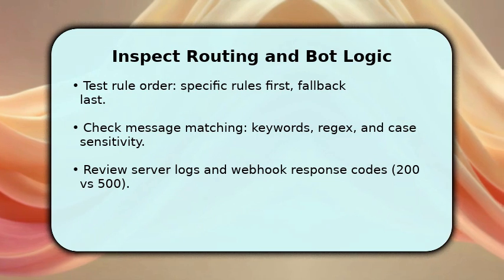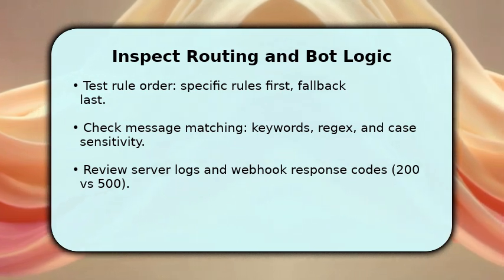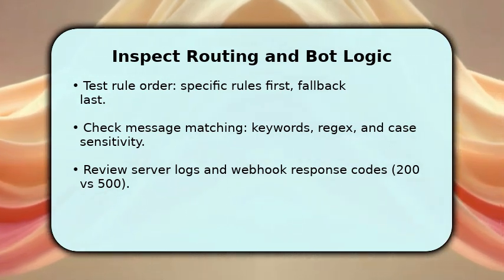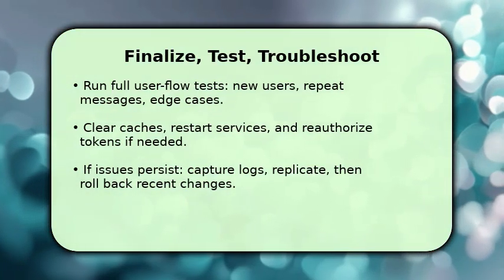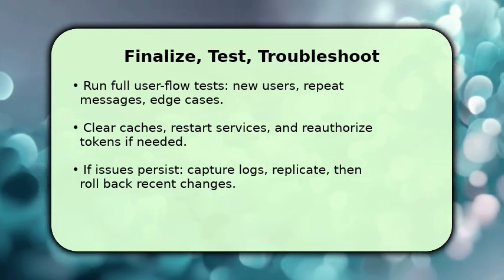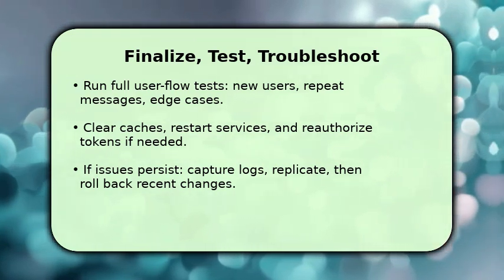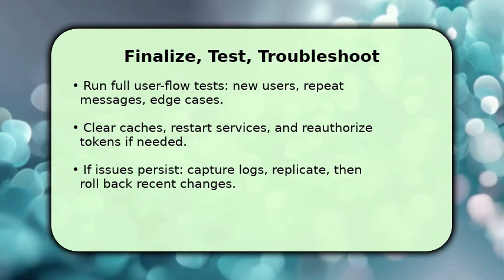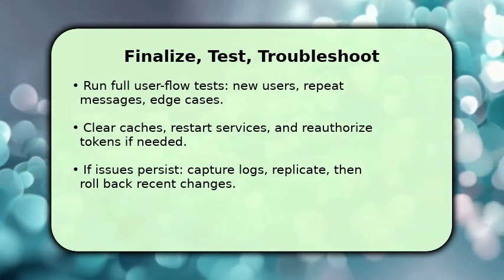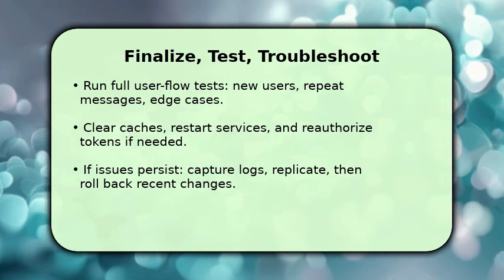You finish by validating the entire flow and preparing a rollback plan if needed. Run full user flow tests, new conversations, repeated messages, and edge cases to ensure consistent replies. If behavior remains inconsistent, clear caches, restart bot services, and reauthorize tokens. These quick steps often resolve stale credentials or cached configs.